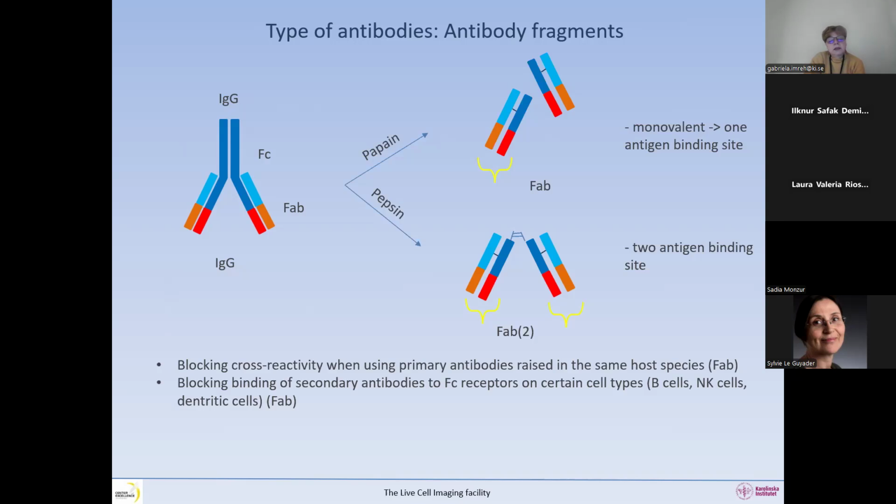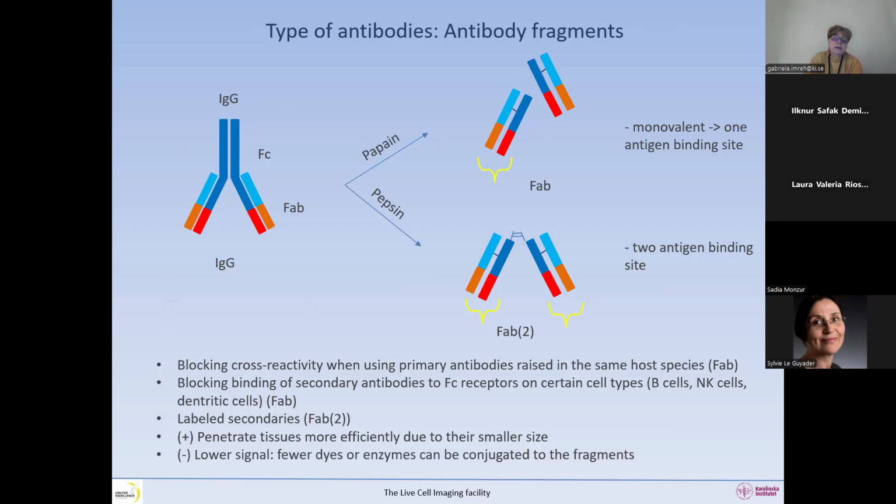or we can block binding of secondary antibodies to Fc receptors, which are present in certain cell types or tissues which are infiltrated with these cell types. Or we can label them, for example, the Fab fragment with fluorophores. The good thing about these antibodies is that they penetrate the tissue more effectively due to their smaller size. But the disadvantage is that we can only conjugate a few fluorophore dyes or enzymes to these fragments.